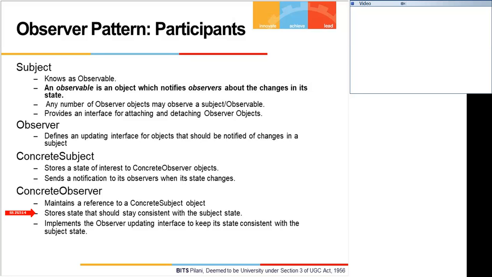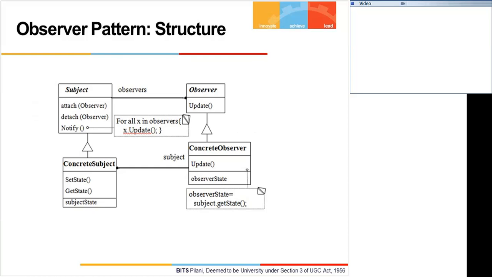So it even maintains a reference where it stores the current state of the subject, so that it again queries the subject for the state and then displays that state. It implements the observer update interface to keep its state consistent with the subject state. Right, so this is what we saw. The concrete observer implements the update interface, which is provided by the observer.